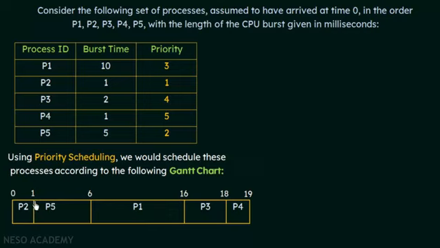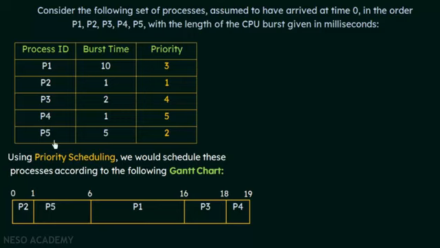Now, which is the next process that will get the CPU? Here we assume they have all arrived at time 0, so they are all present in the ready queue. After P2 completes its execution, the process with the next highest priority is P5, with priority 2. So P5 will get the CPU after P2. And how long will P5 execute? It will execute for 5 milliseconds, so from 1 to 6 milliseconds, since 1 plus 5 is 6. Up to the 6th millisecond, P5 takes the CPU and does its execution.